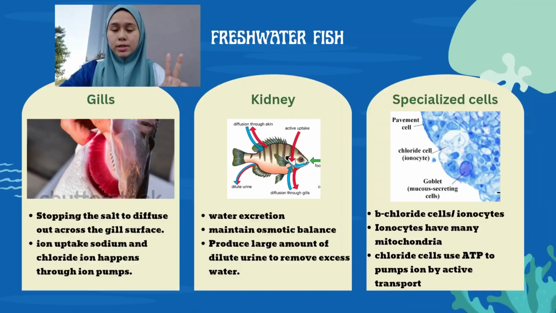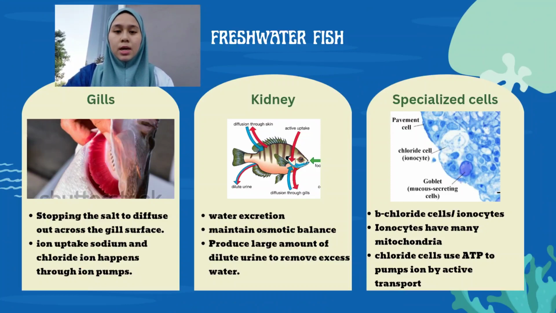There are two organs involved in osmoregulation of fish, which are the gills and kidney. Both work differently in freshwater fish and seawater fish, and they are also helped by specialized cells differently. So, first, in freshwater fish, the gills stop the salt from diffusing out across the gill surface. Since the fish will lose a lot of salt, it will be replaced by active ion uptake of sodium and chloride ions, which happens through ion pumps.